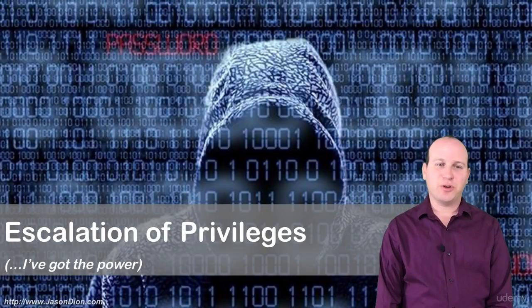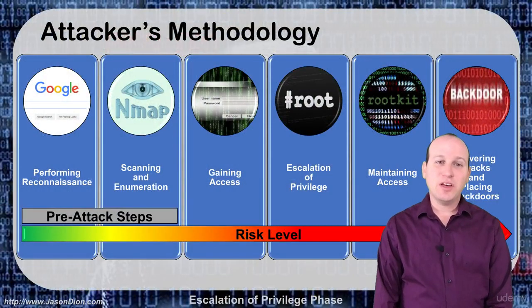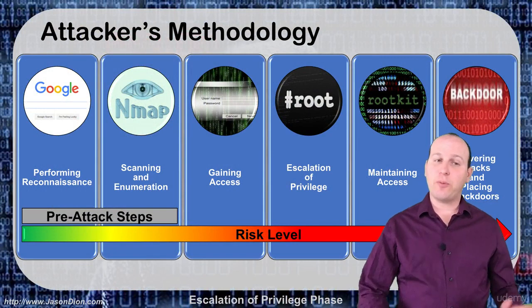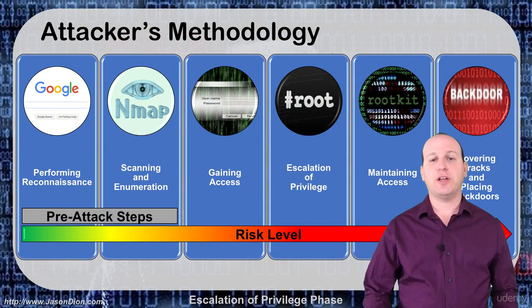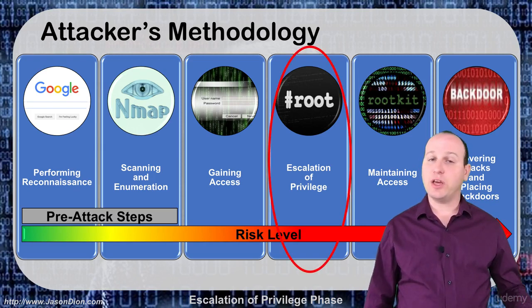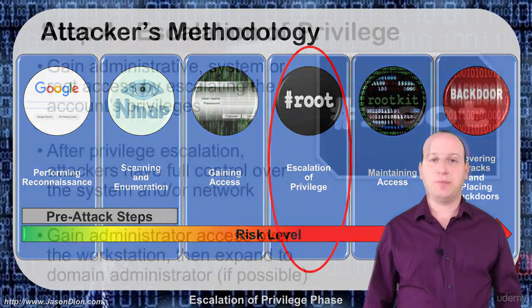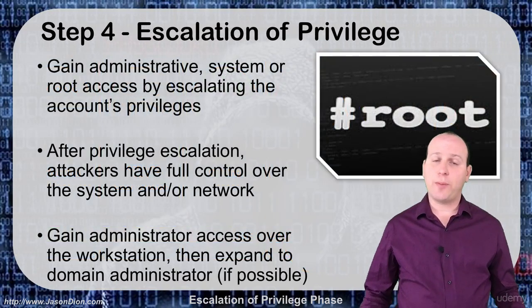Escalation of Privileges, or I've got the power. So as we've worked our way through, we've now performed our reconnaissance, we've scanned and enumerated, we've gained our access, and now we're trying to escalate our privileges. We want to go from being a normal user to a system level user and then eventually to a domain admin. So this is our fourth step of the hacking process.